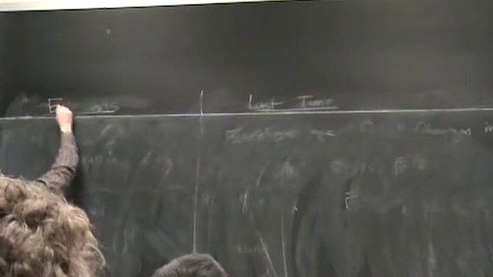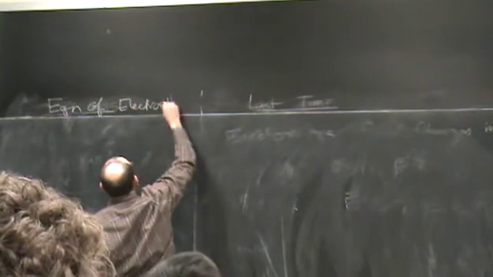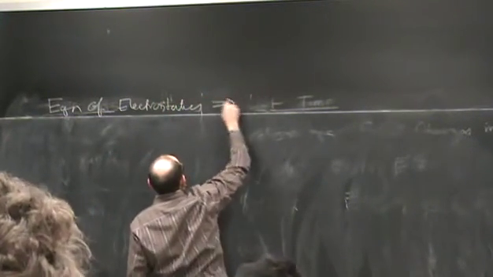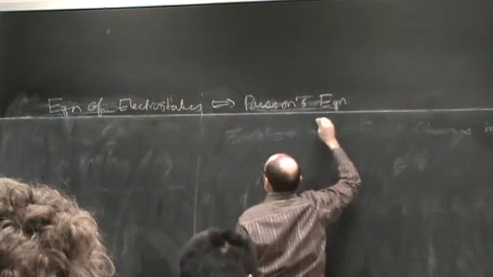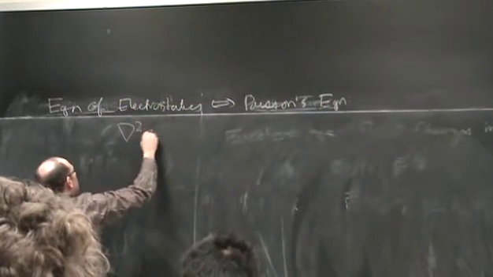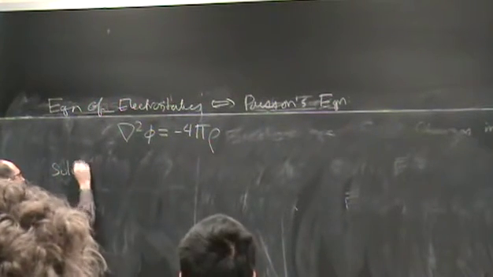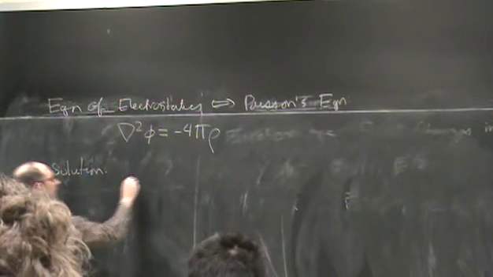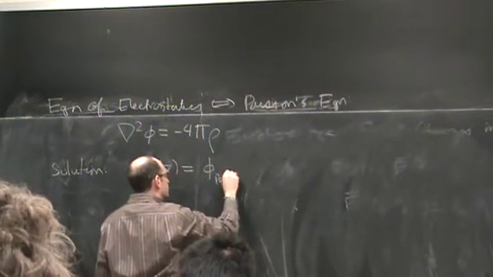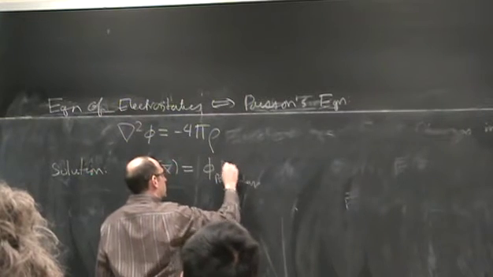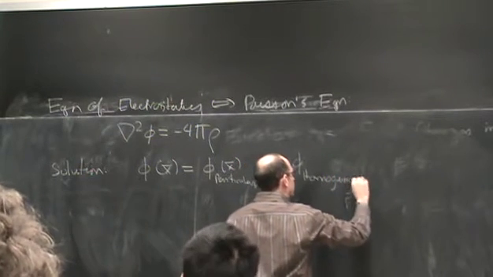So, the equation of electrostatics, one and the same, Poisson's equation. And the solution, well, all these PDEs can be expressed this way. The solution is the sum of a particular solution to the equation plus a homogeneous solution which satisfies the boundary conditions.